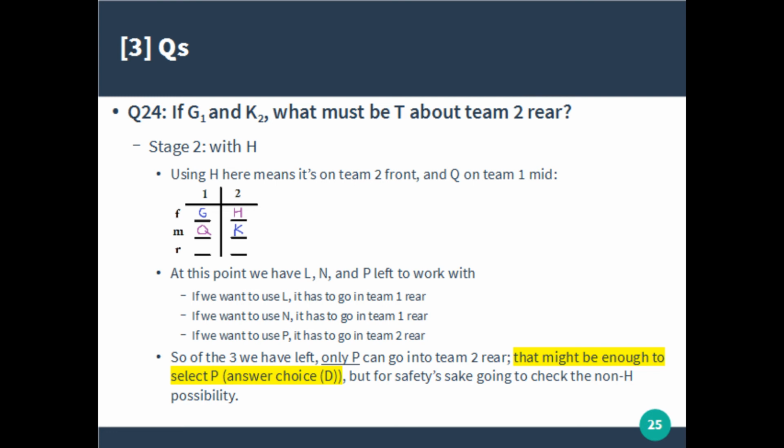So let's think about this for a second. We only had 3 letters left to fill these 2 blanks, L, N, and P. Of those 3 letters, we really only had 1 option for filling in the Team 2 rear spot. The other 2, L and N, aren't available for that job, so P, by default, has to be the one to pick up the slack and go into that rear spot. So what we've just found out is that in our first possibility at least, it must be true that P is in the back slot. So that might be enough to just select P, which is answer choice D. But for safety's sake, because I know that there is at least one other potential possibility out there, I'm going to check the possibility that doesn't use H on Team 2.